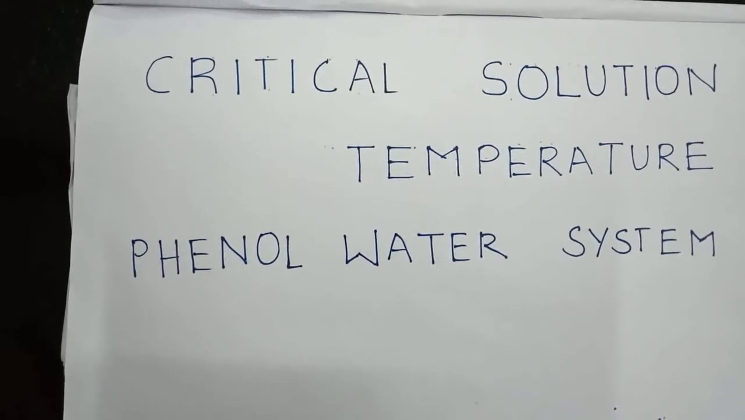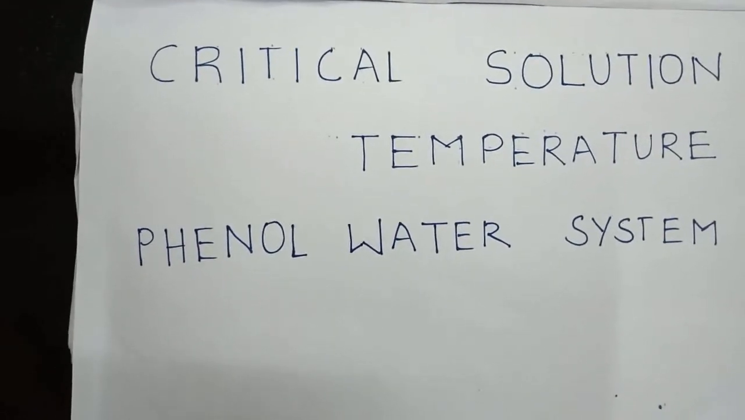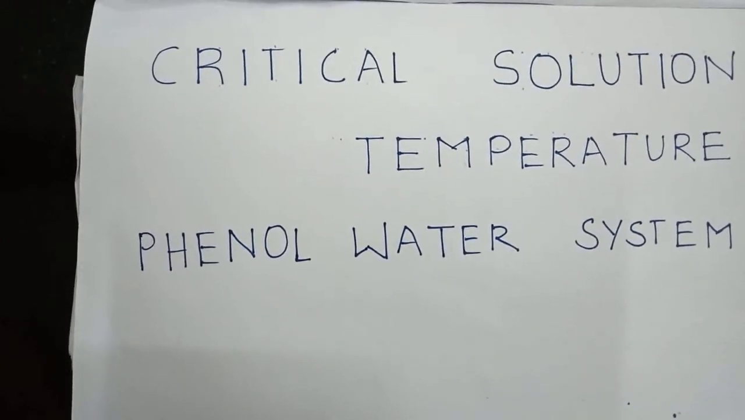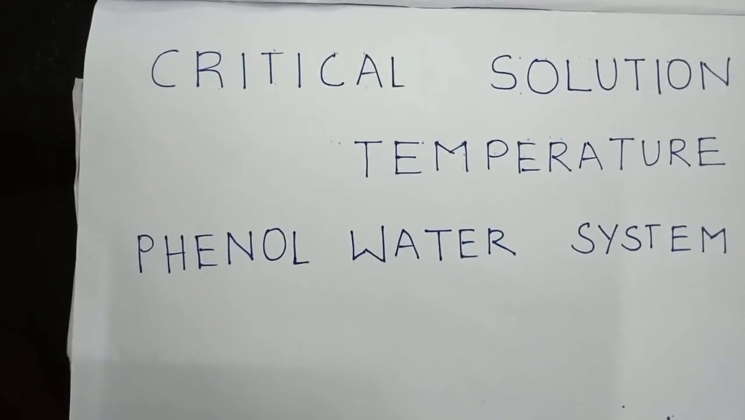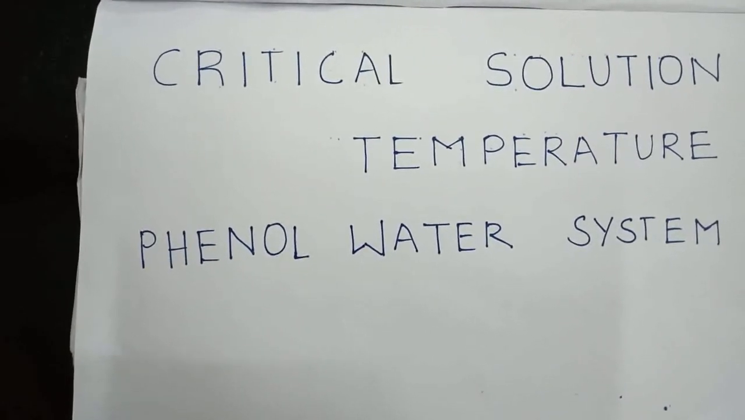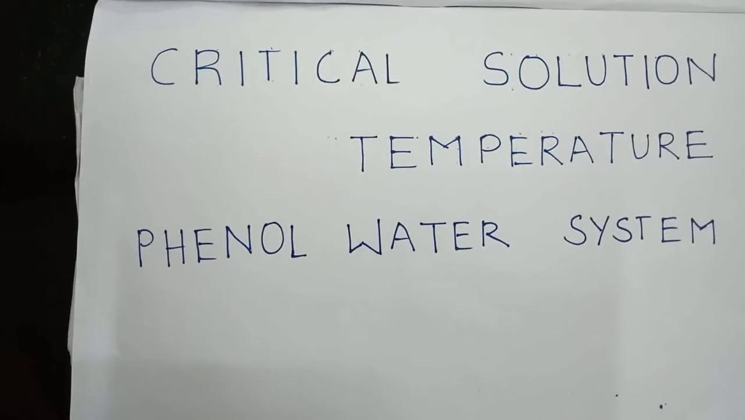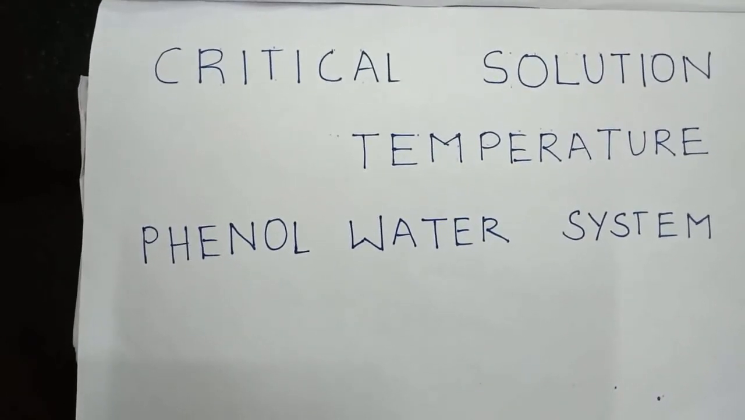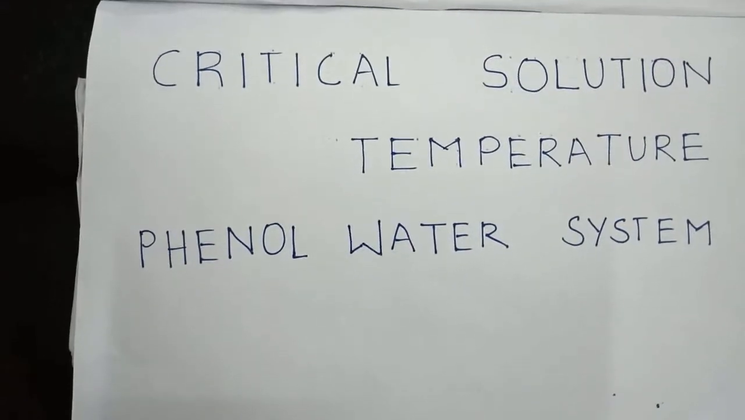The principle behind this is that two partially miscible liquids may become completely miscible at a higher temperature since solubility increases with temperature. Generally we see this in this case. This miscibility temperature is different for different compositions of the mixture. The highest miscibility temperature is called the critical solution temperature or CST.